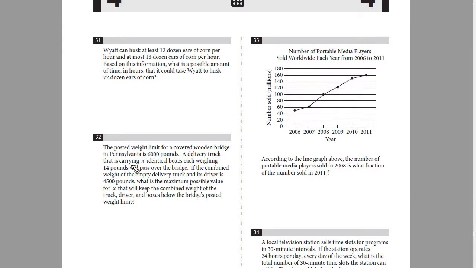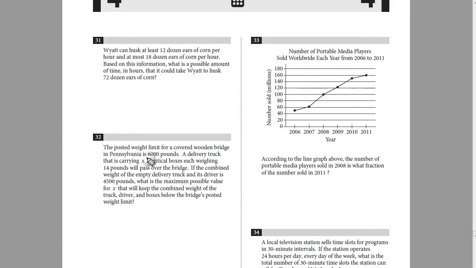Question number 32. The posted weight limit for a covered wooden bridge in Pennsylvania is 6,000 pounds. A delivery truck that is carrying X identical boxes, each weighing 14 pounds, will pass over the bridge. If the combined weight of the empty delivery truck and its driver is 45,000 pounds, what is the maximum possible value for X that will keep the combined weight of the truck, driver, and boxes below the bridge posted weight limit?